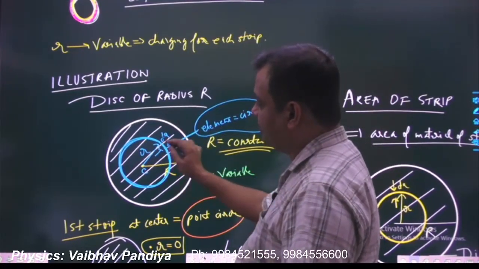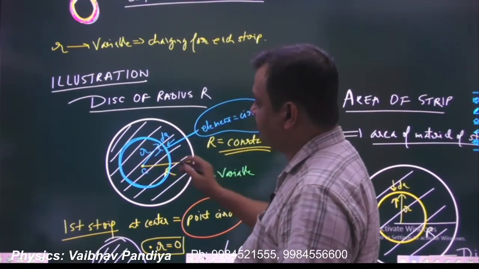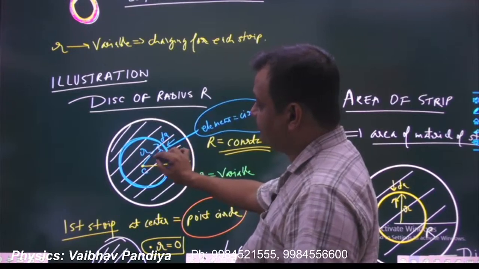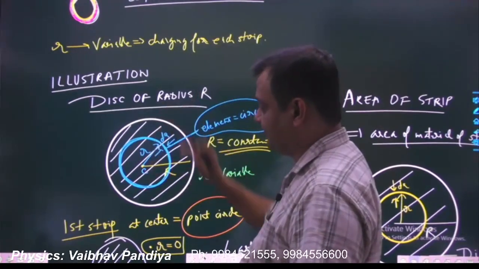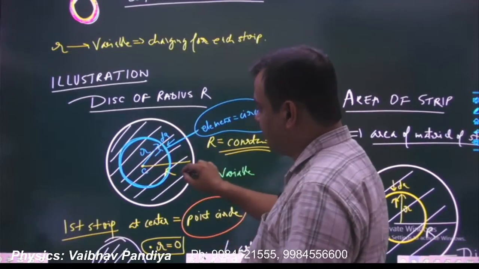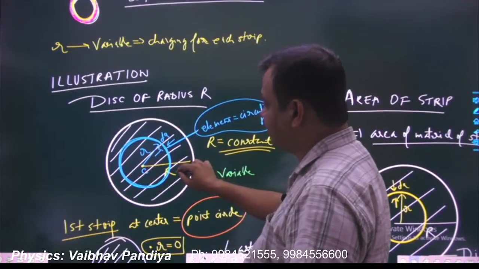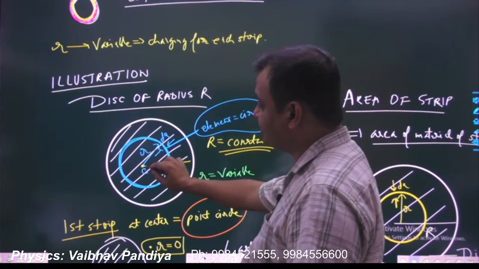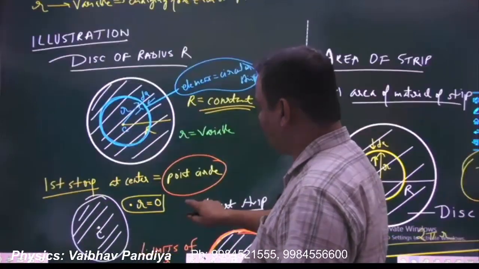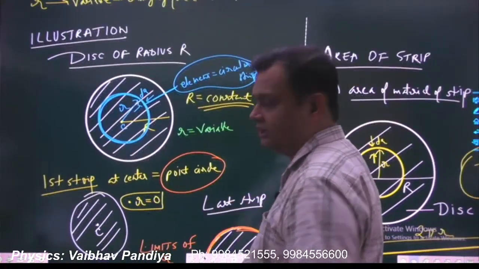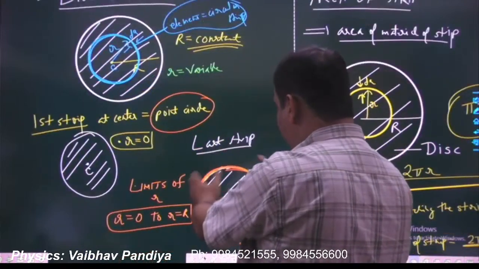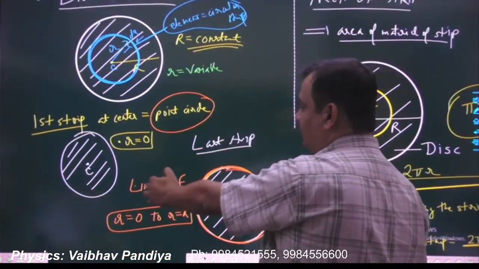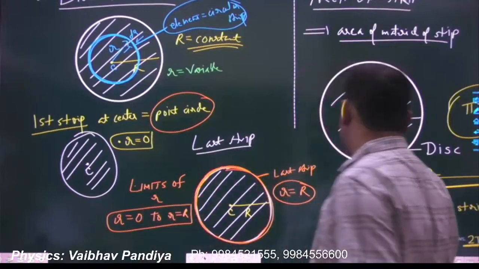Third point is all the strips are concentric. Next point is for each strip, small r will be changing. As you are going away from the center, small r will be increasing. Like in this case, the strips are taken over a disk of radius capital R. So when you take the first strip at the center, it will be like a point circle with small r equal to 0. It will have no radius. When you take the last strip, which will be covering the disk, small r will be capital R. So r has limits from 0 to capital R.